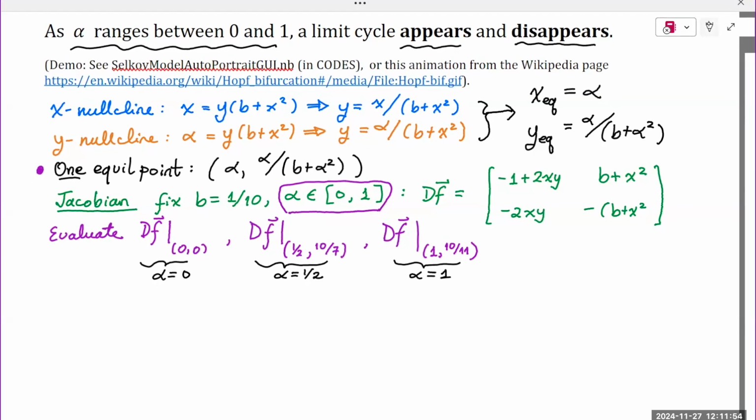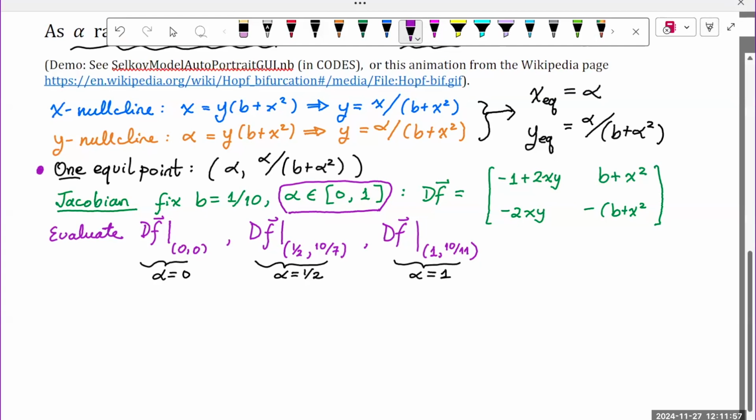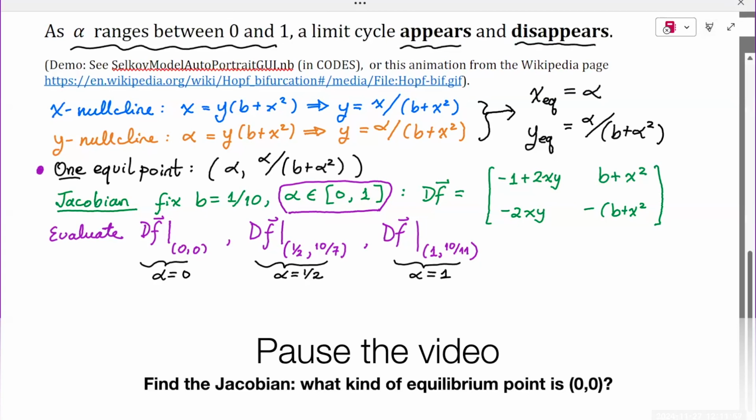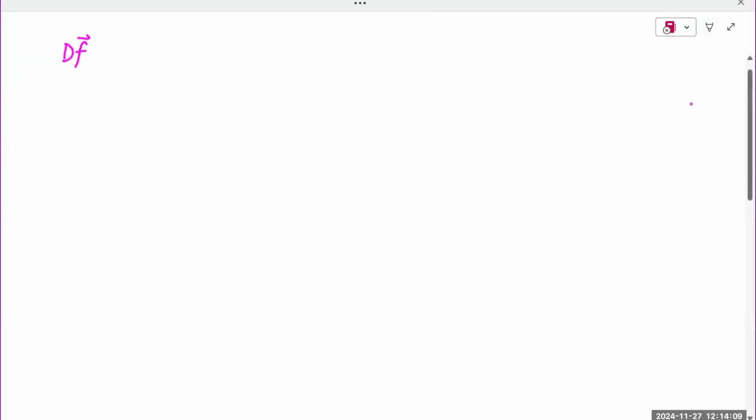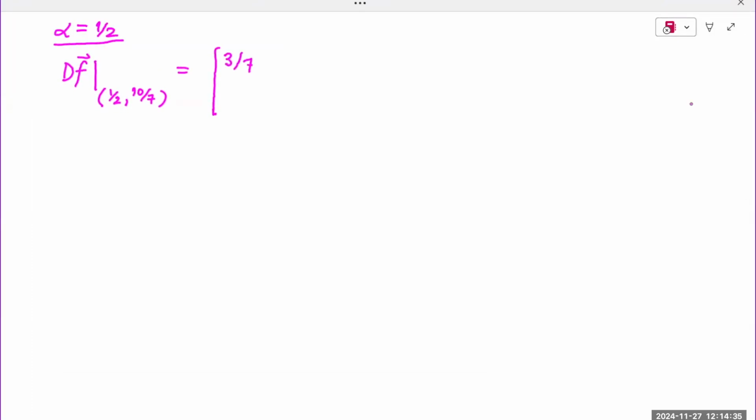So let's try looking at the stability property of the point 0, 0 when alpha equals 0. Take a moment, work out what the Jacobian is at 0, 0, and see if you can figure out what kind of equilibrium point and what stability 0, 0 has in this case. Since we have two real and negative eigenvalues, this means that 0, 0 is a stable node. I'm going to open up a second page so I can do the computations for the Jacobian at the other 2 points without having to squish my writing too much.